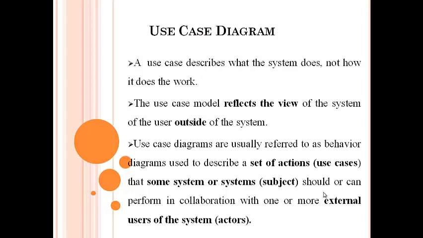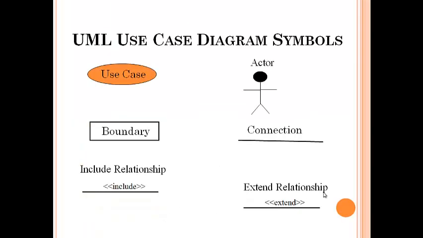Use case diagrams are usually referred to as behavior diagrams, which are used to describe a set of actions, that is use cases, that some system or systems should or can perform in collaboration with one or more external users of the systems, that is actors. These are the notations or symbols used in a use case diagram: use case, boundary, include relationship, actor, connection, and extend relationship.